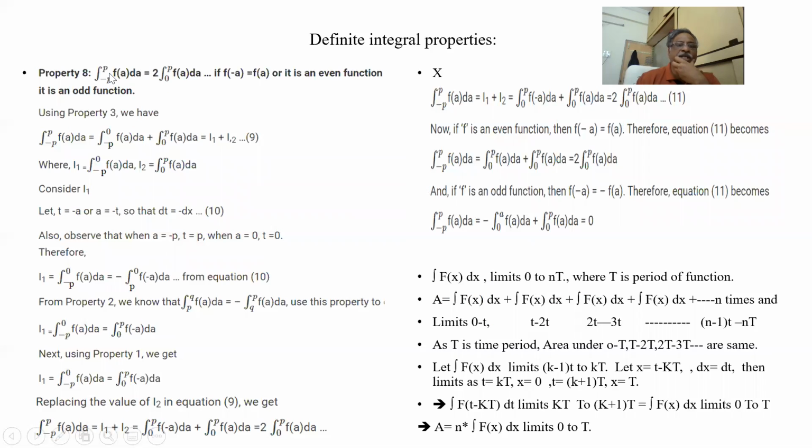So let us see minus p to p. Minus p to p can be written as minus p to 0 and 0 to p. Here, in place of a, I am using minus a. If I put t is minus a, dt is minus da. So this becomes 0 to p, and it becomes minus 0 to p f of minus a da.